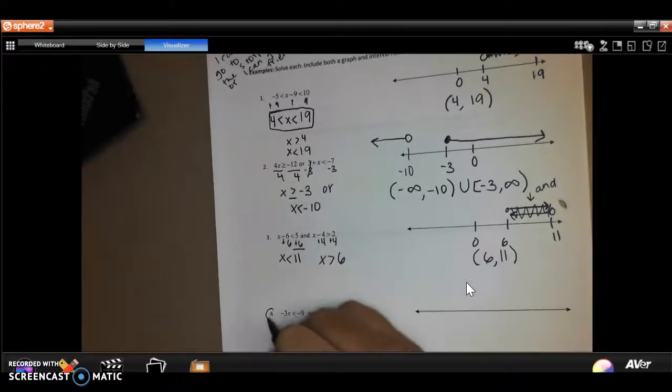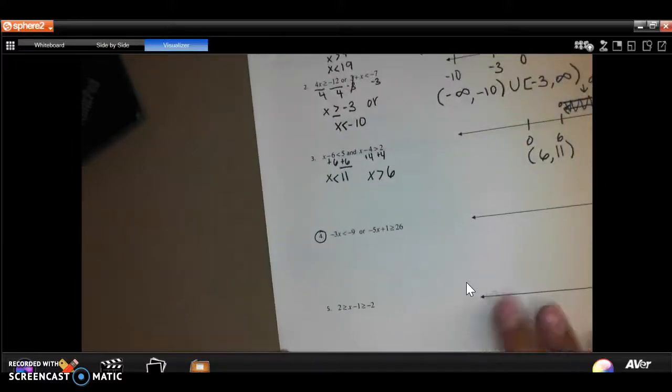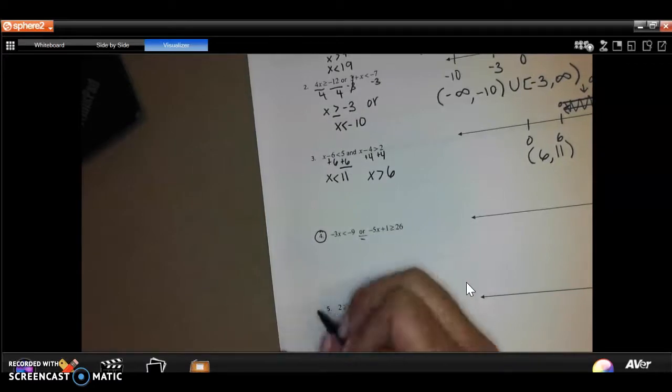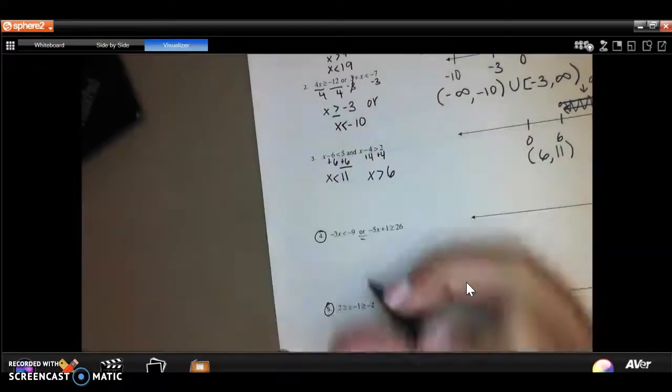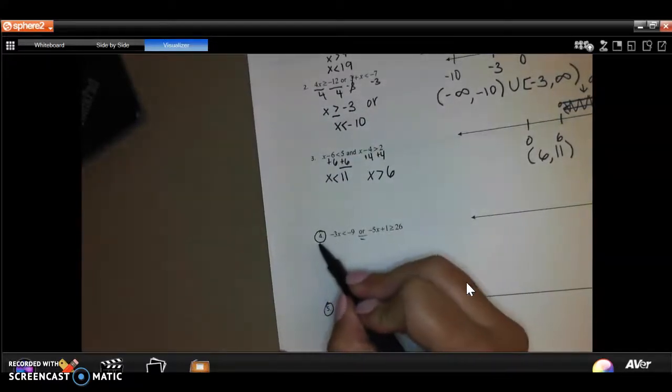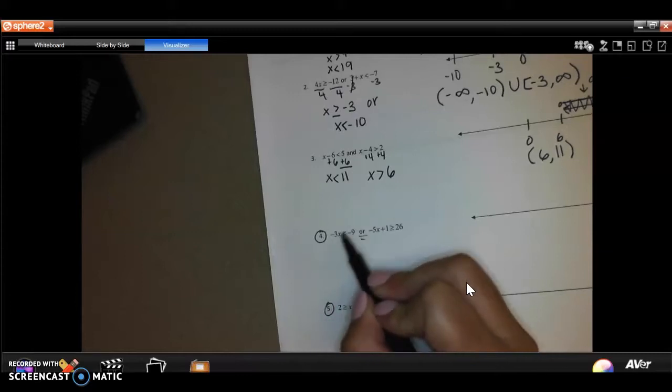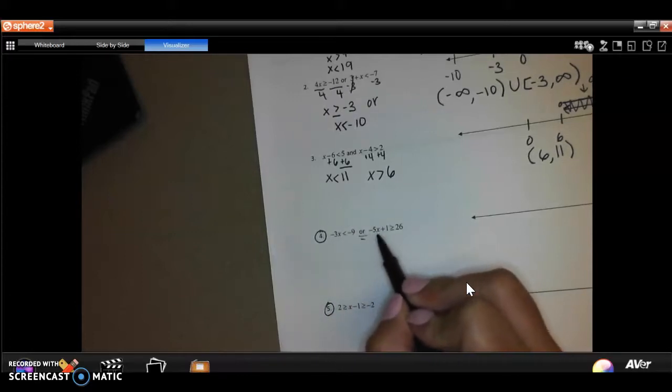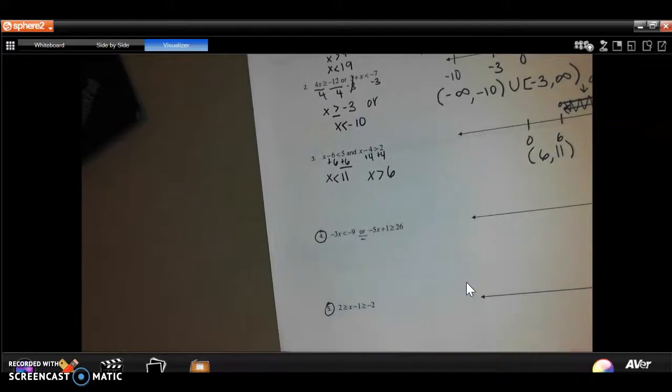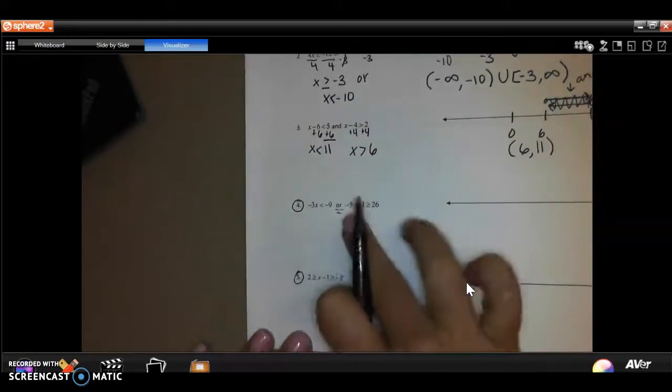All right. I'm going to have you guys go ahead and try number 4 on your own. It is an or. All right, and then I'm going to also have you do number 5 on your own. Hint, hint for this one, think about what we talked about yesterday or last week. If I divide by a negative number, what do I have to do to my symbol here? And then if I divide by a negative number, what do I have to do to my symbol there? That should get you guys started. We'll go over these tomorrow.